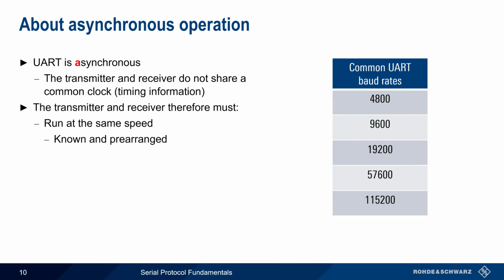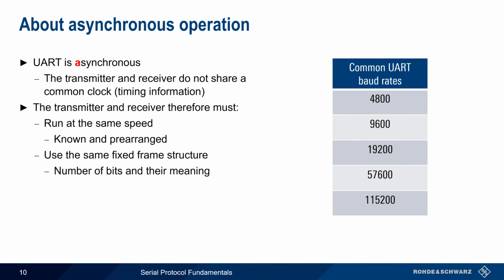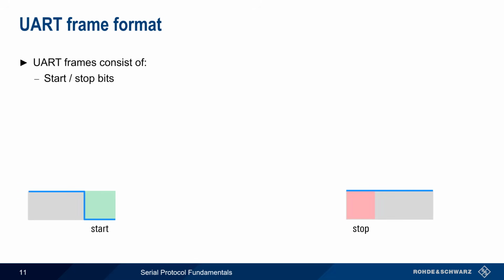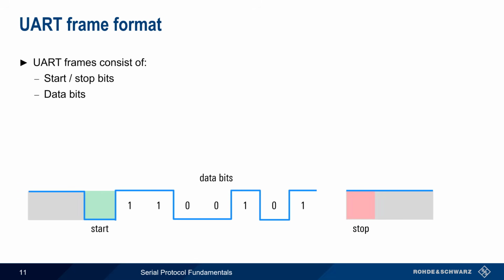In addition to having the same baud rate, both sides of a UART connection also have to use the same frame structure. That is, each side must know how many bits are in each frame and the meaning of those bits. So now it's time to take a closer look at the bits that make up a UART frame. At a high level, UART frames consist of start and stop bits, data bits, and an optional parity bit.